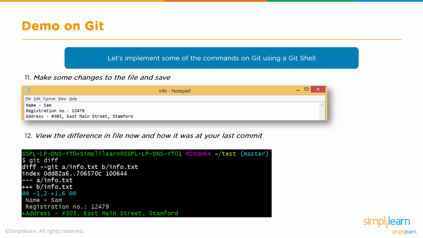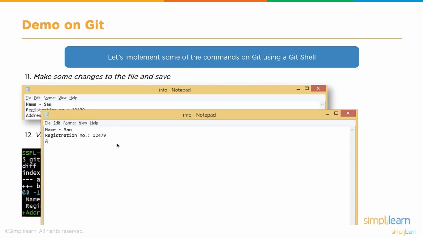So we're going to make some changes to the file, and we're going to save it, and we want to be able to see how we can use Git to compare the differences between the two files. So let's go over, and we're going to make some changes to the info.txt file. Here we are, here's info.txt. We're just going to add in a new line. We're going to add in the line address, and we're going to save that file.